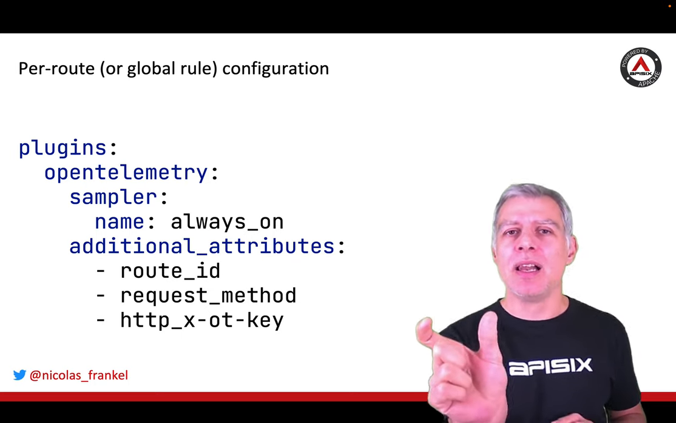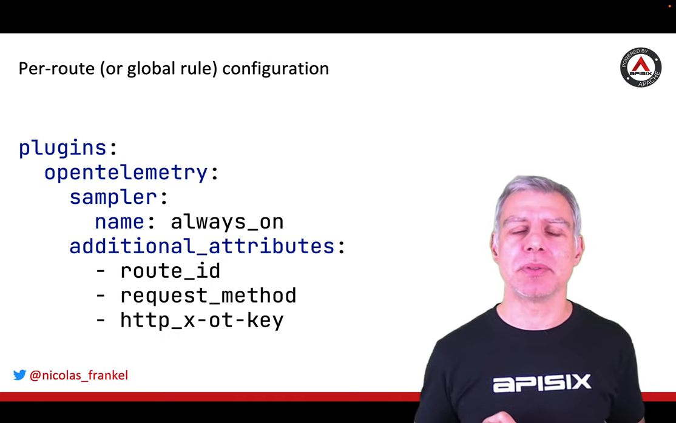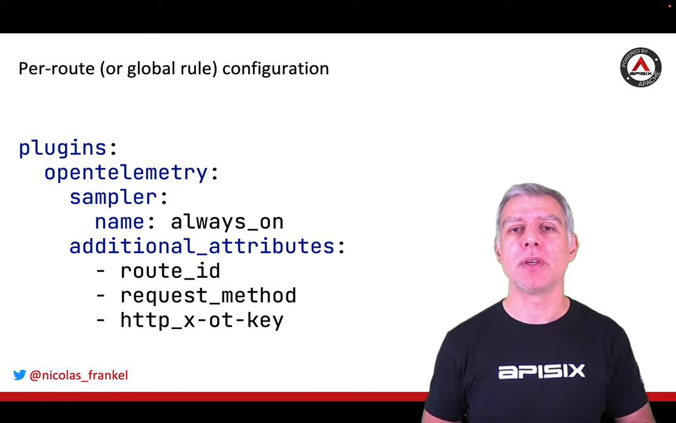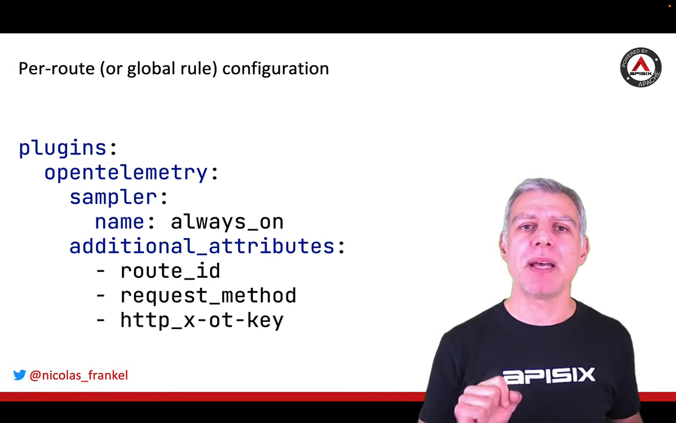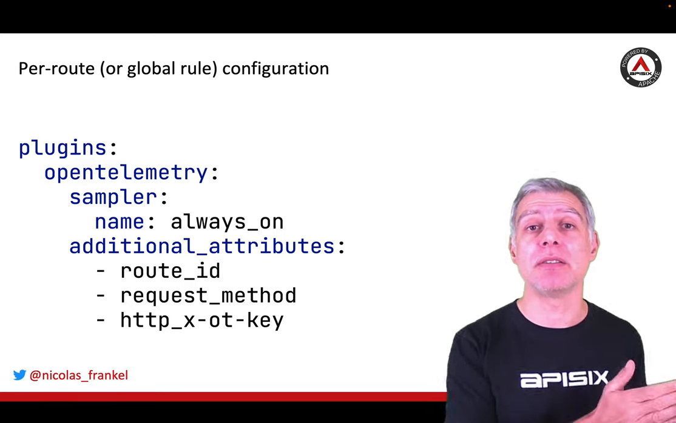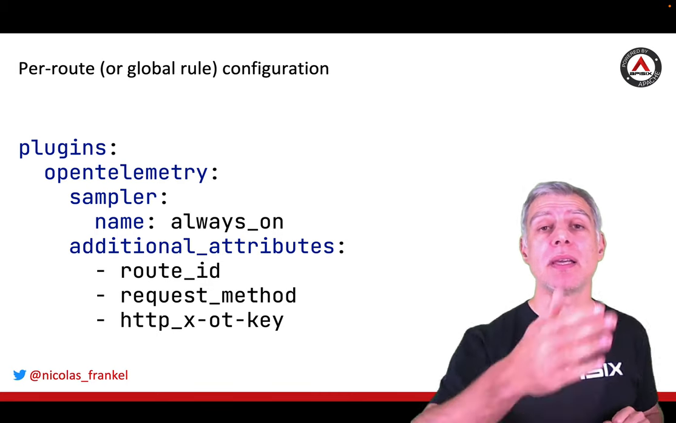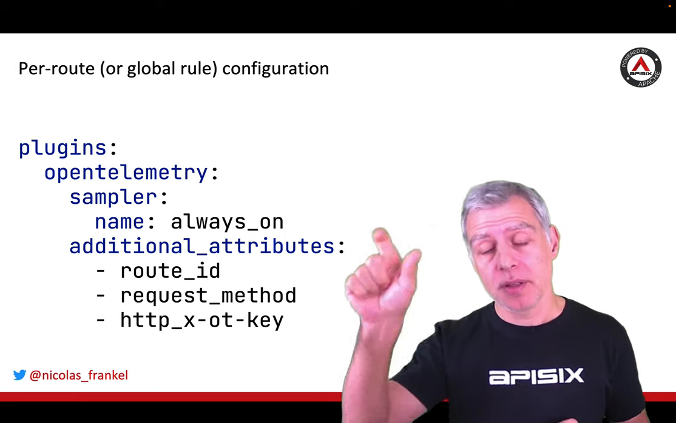And then you can log additional attributes. So here, for example, I decided for no reason, but for demo purposes, to have the route ID, the request method, and an additional header. So if I can pass through the clients some headers, they will be traced along the span.